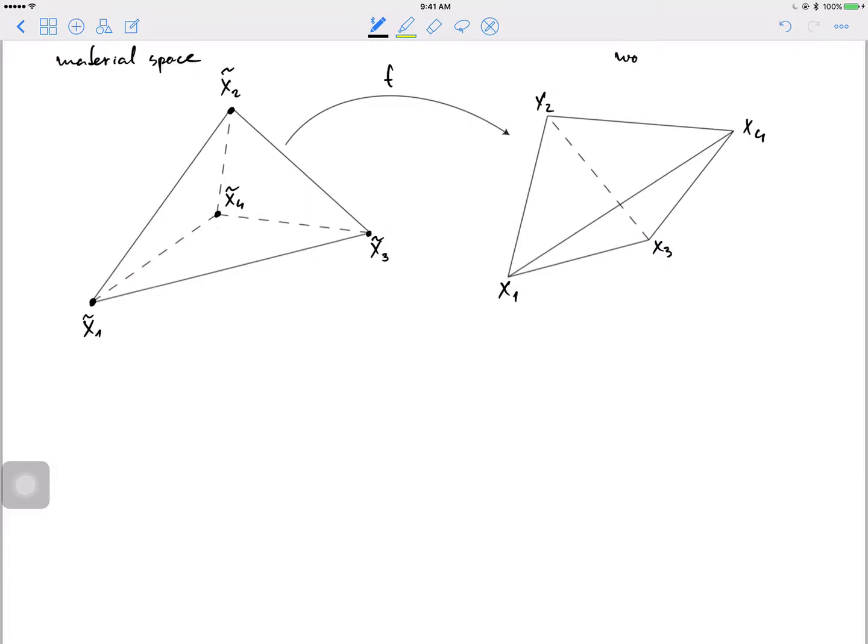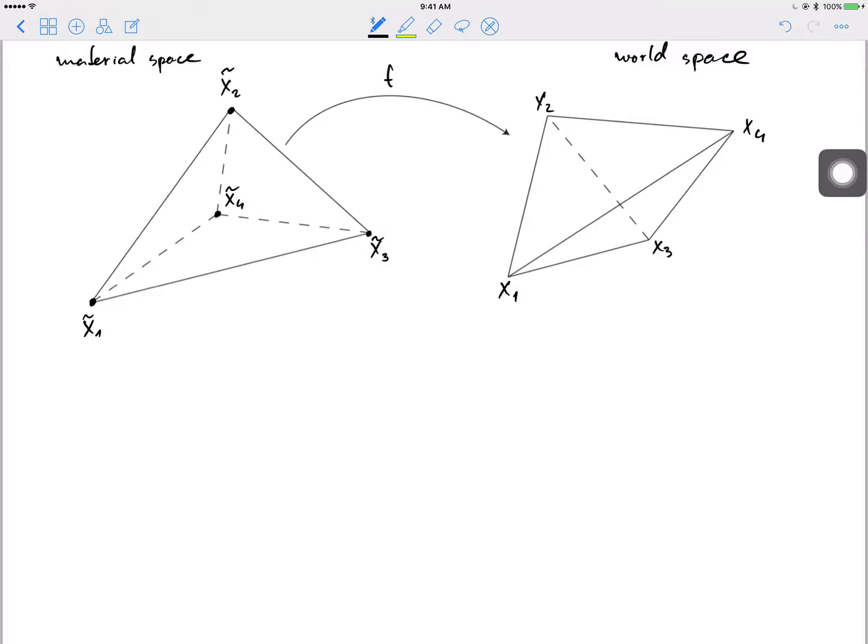This is the world space. Okay, the F is still the mapping from the material space to the world space. Now, since F was linear, or I guess technically affine on every tetrahedron, then the tetrahedron gets mapped to another tetrahedron. That's the beauty of linear finite elements. Okay, if you are doing higher order finite elements, no longer the case, things become a little bit more complicated.